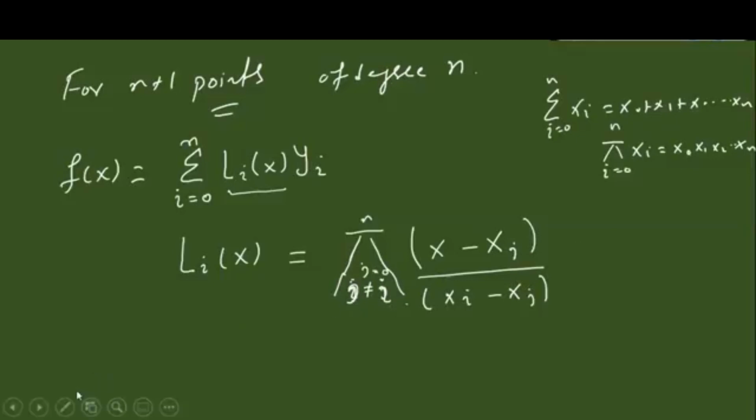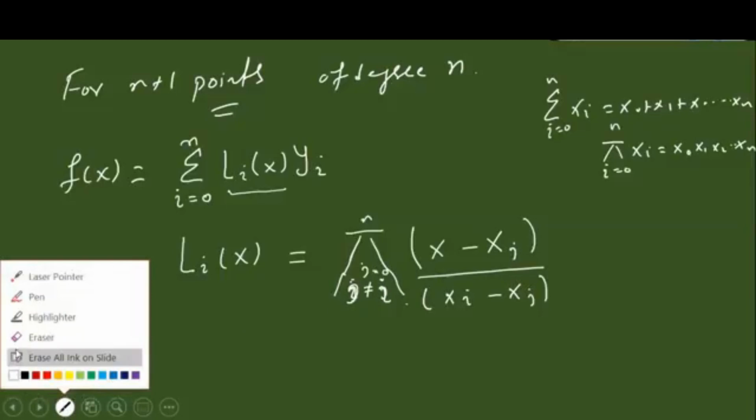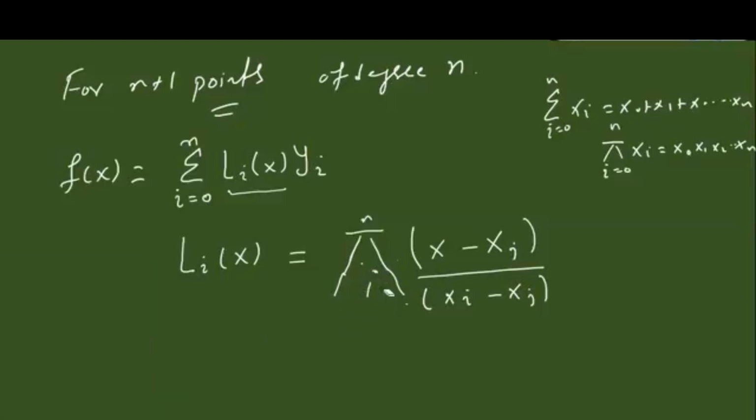Some students may not find it comfortable, so this is basically a mathematically compact notation. The product is running over j from 0 to n, and we can take any value of j from 0 to n, but j must not be equal to i. Here i remains fixed. For example, for L1, this will remain x1 throughout, but j is changing.